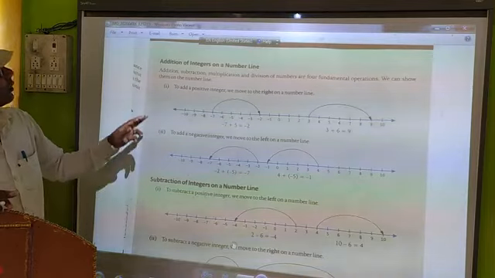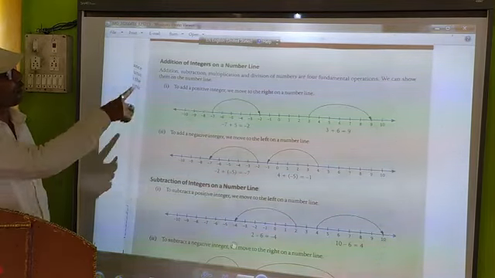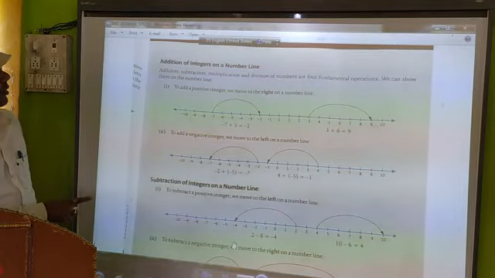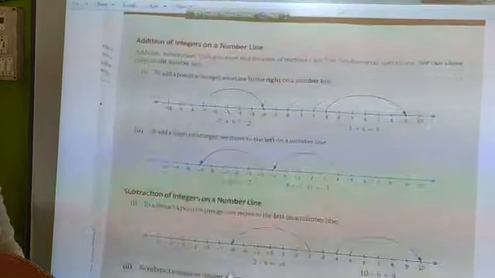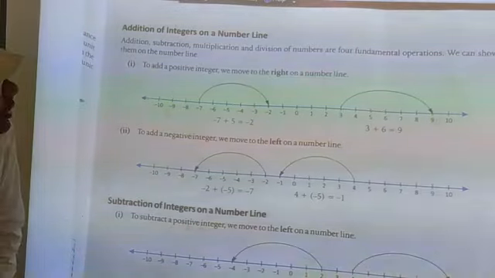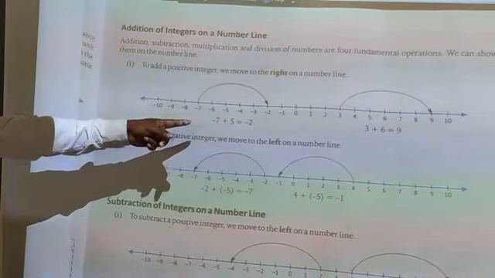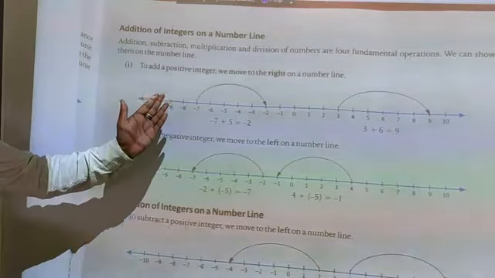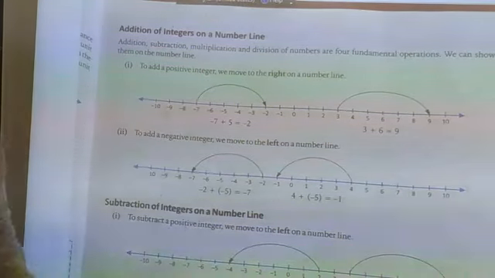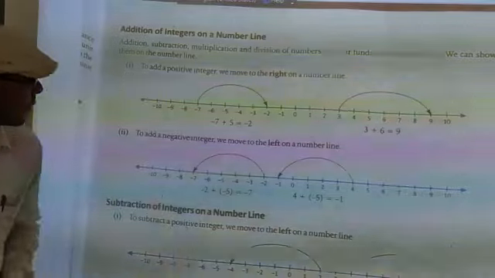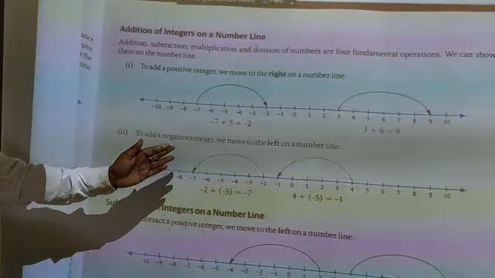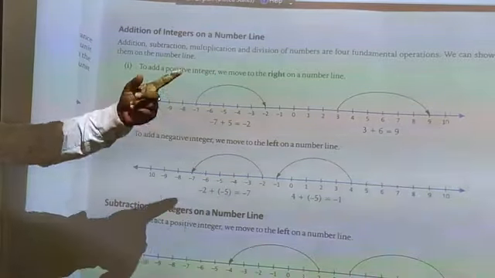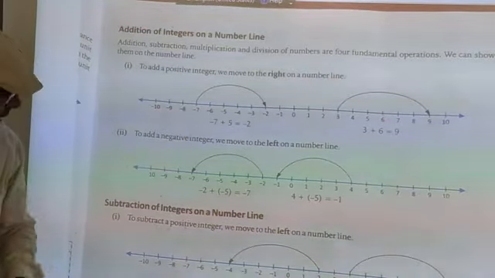Okay, look here, addition of integers on a number line, I showed on the blackboard. To add a positive integer, we move to the right on a number line. You are looking at -7 plus 5, where we are moving into the right side. Add a negative integer, move to the left side. On the blackboard, I have done it.